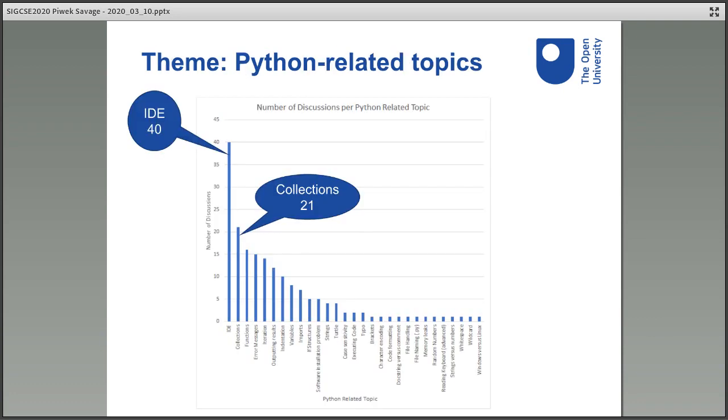So, our first theme is Python-related topics. These are topics whose details are uniquely or significantly peculiar to Python in the context of the module. Similar topics may exist for other languages, but the specifics will vary dramatically. For example, configuring the Python IDE will be different to that for, say, Java or C++. Here we can see that questions related to the IDE are predominant in students' minds, followed, in a poor second, by collections. We'll revisit these shortly.